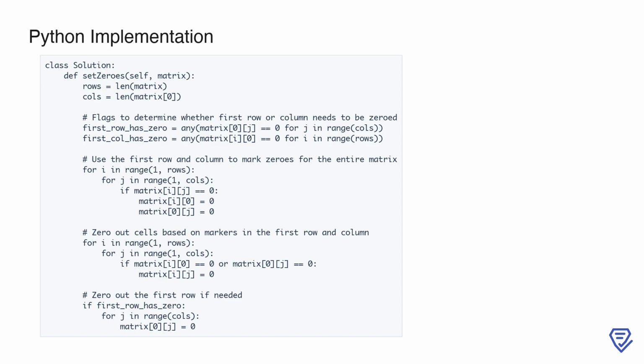These flags will help us decide later whether the first row or column needs to be zeroed out. Next, we use the first row and first column as markers for the rest of the matrix. This means that whenever we encounter a zero in a cell that is not in the first row or column, we mark the corresponding positions in the first row and column as 0. This marking process helps us keep track of which rows and columns need to be zeroed without using extra space for additional arrays. After marking, we iterate through the matrix starting from the second row and second column. For each cell, if its corresponding row or column marker is 0, we set the cell to 0 as well. This ensures that all the necessary cells are updated based on the markers.